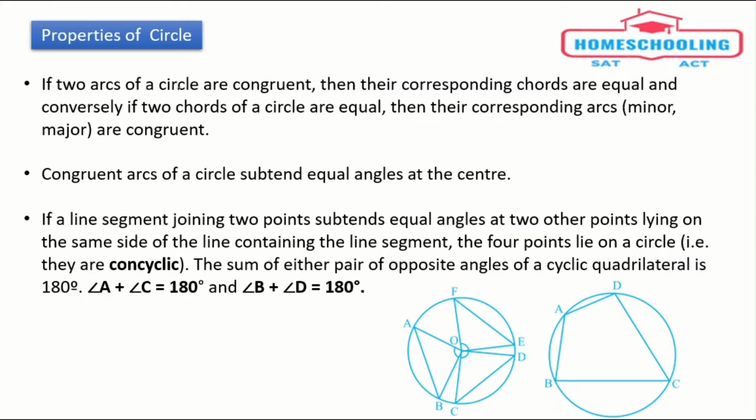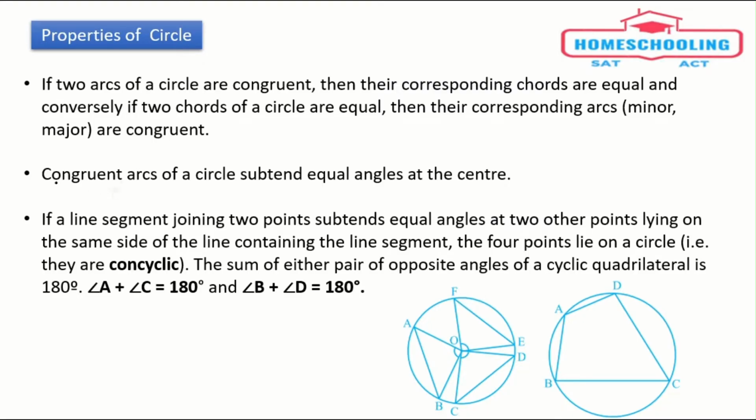If two arcs of a circle are congruent, then their corresponding chords are equal. Let's say these two arcs, arc CD and arc FE. If these two are congruent, then their corresponding chords, the straight lines FE and CD, would be equal, and vice versa. That means if the chords CD and FE are equal, then their corresponding arcs, this one and this DC, would be congruent.